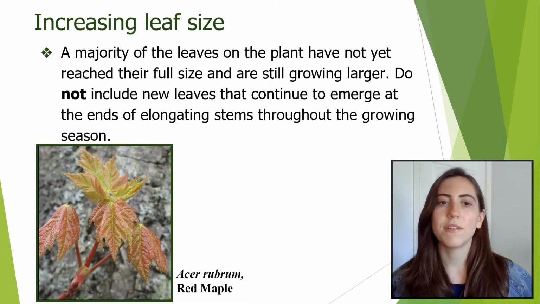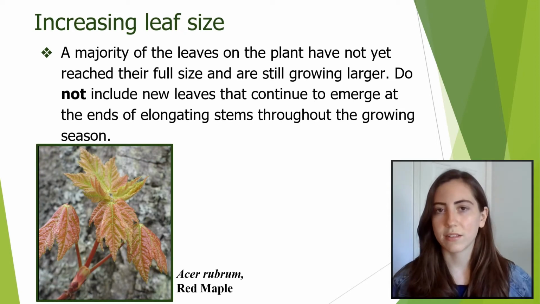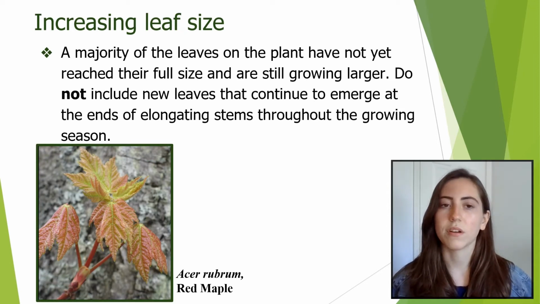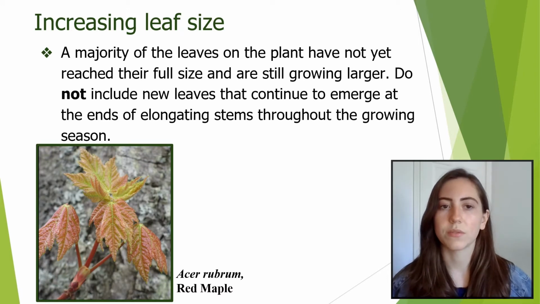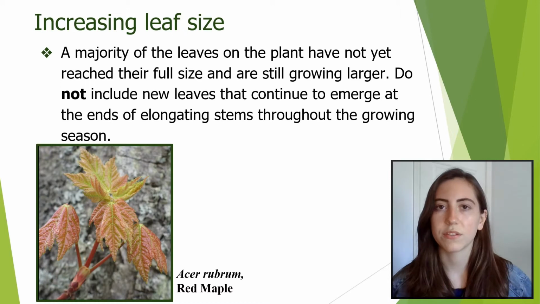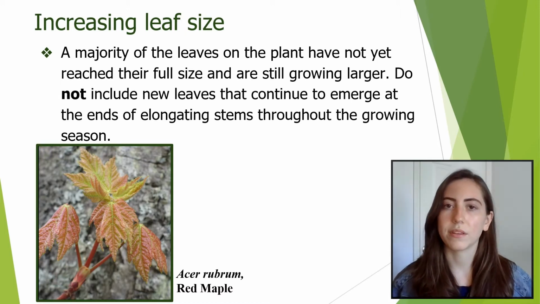The third phenophase is increasing leaf size. You will have to have observed a certain group of leaves over time to determine whether they grew in between observations. This phenophase appears when a majority of the leaves on the plant have not yet reached their full size and are still growing larger. Do not include new leaves that continue to emerge at the ends of elongating stems throughout the growing season.